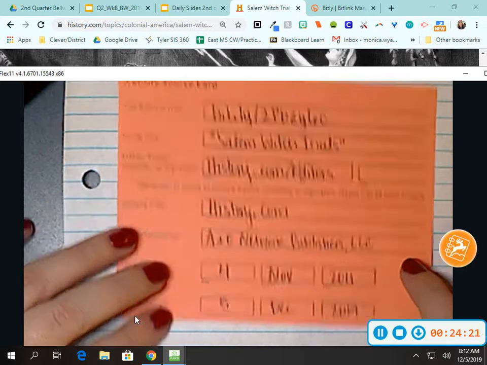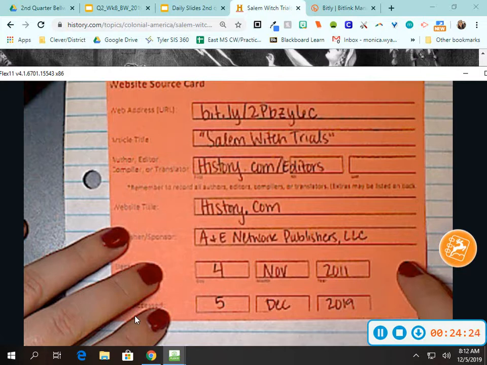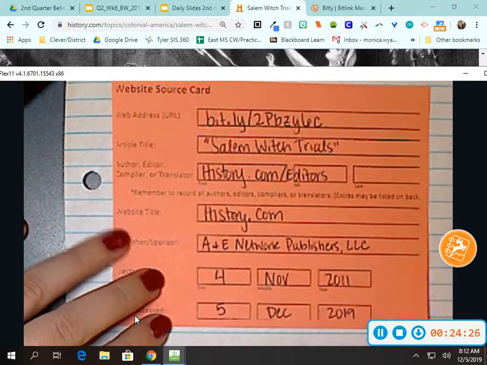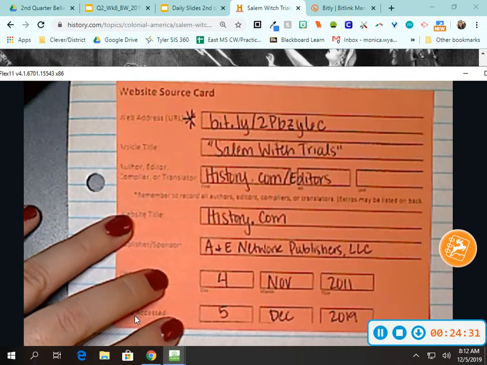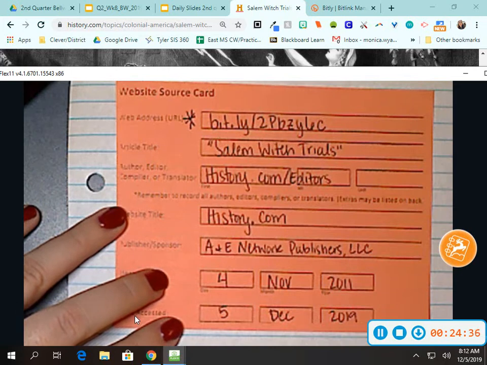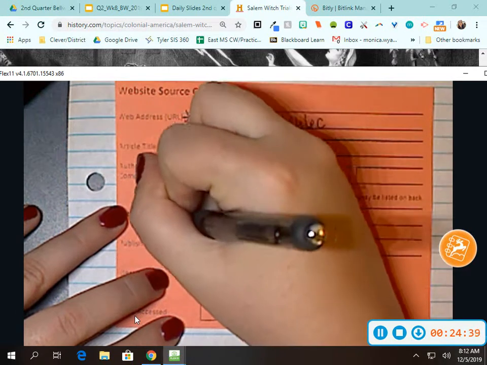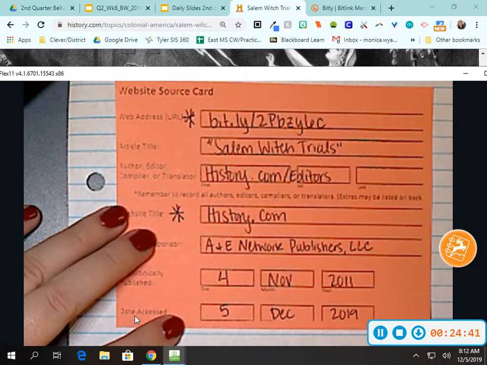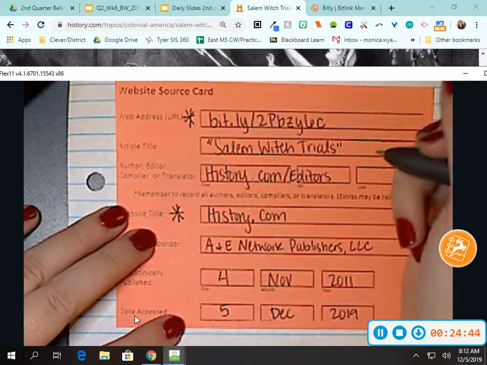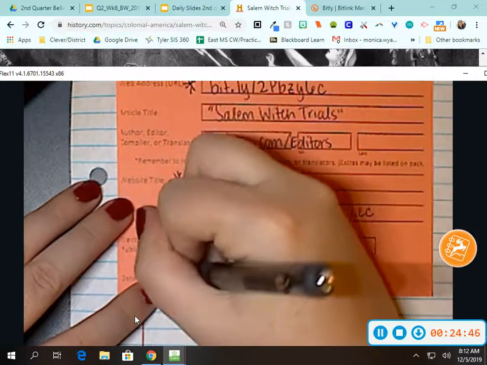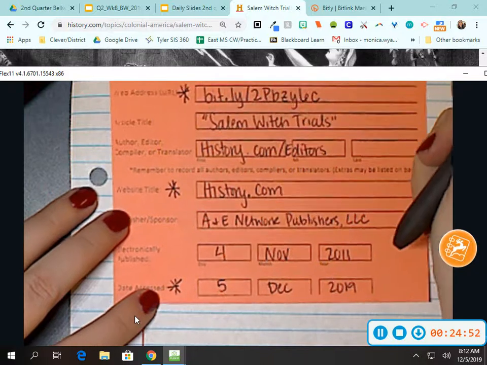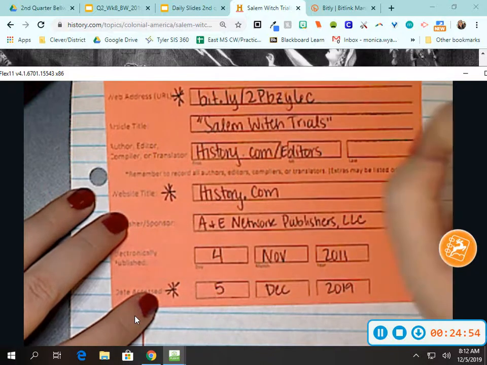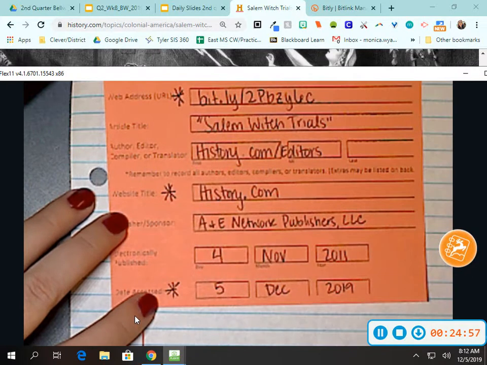Now, for a source card for websites, there are a few things that you have to have. Websites will always have a web URL. They will always have a website title. And they will always have a date accessed. Those three are non-negotiables. You have to have them.